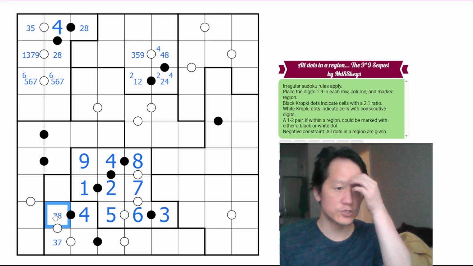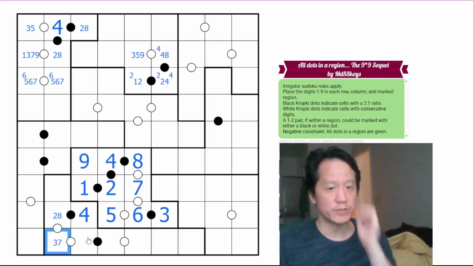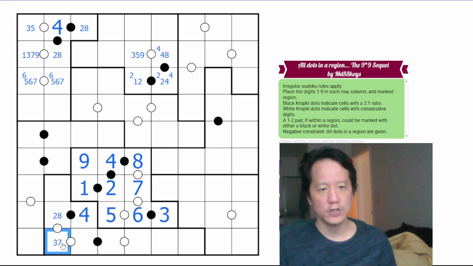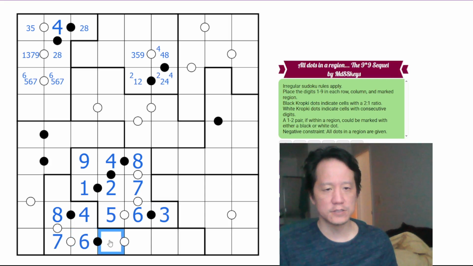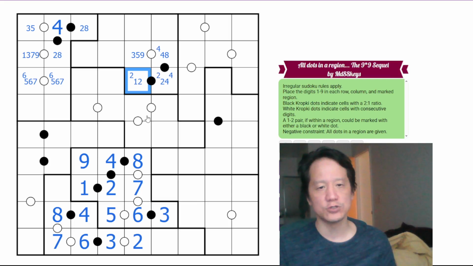So if this were 2, this has to be 3 here, which makes this 4, which is not possible. So this must be a 7, and this must be 8, which makes this 6. 6 is in a 1 to 2 ratio with 3, so this is 3. This must be 2 or 4, but we already have a 4 in the region, so this is 2, which makes this not 2, so this is 1. 1 is only in a 1 to 2 ratio with 2, so this is 2, this is 4.